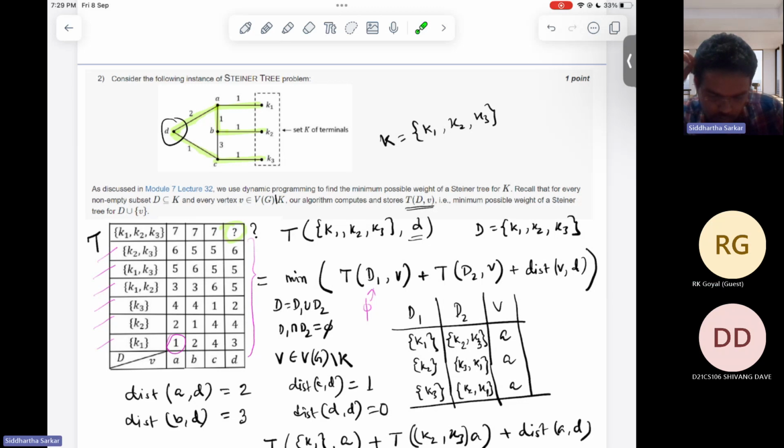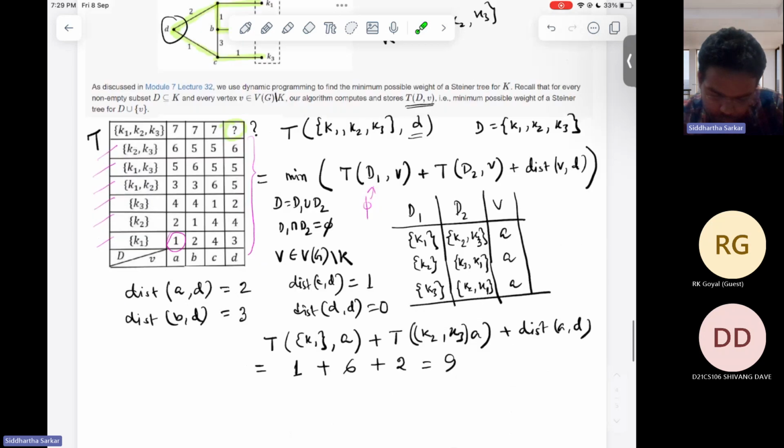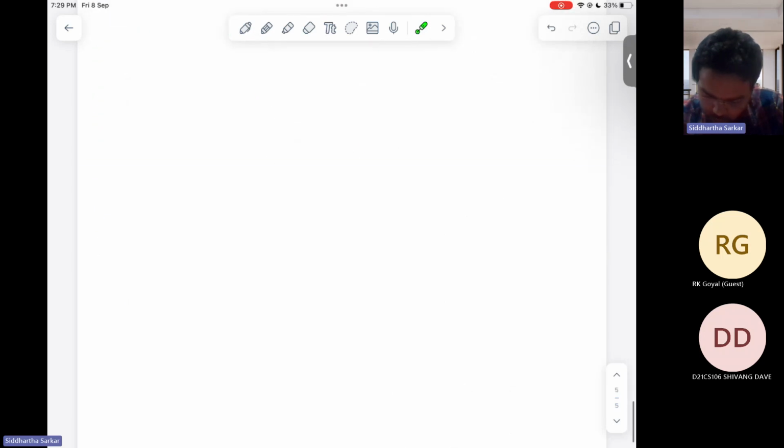Fine. We're not going to get a polynomial algorithm if the parameter itself is very large, and that is understood, and that is the assumption in all these algorithms we are looking at throughout the course. Fine. So I think we can move to the next question.